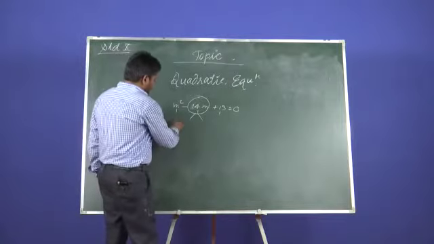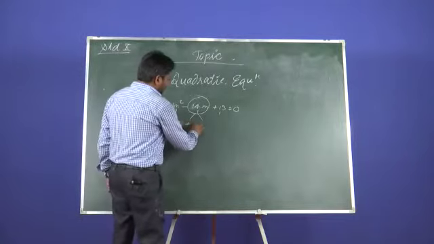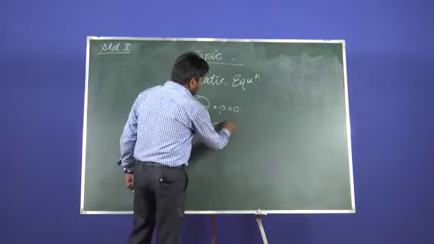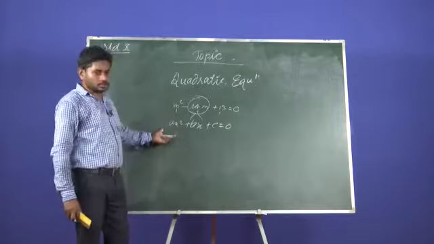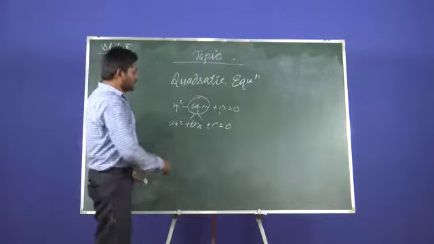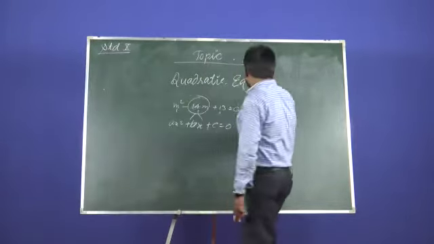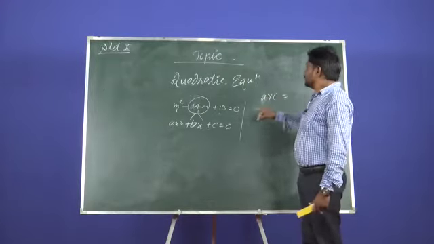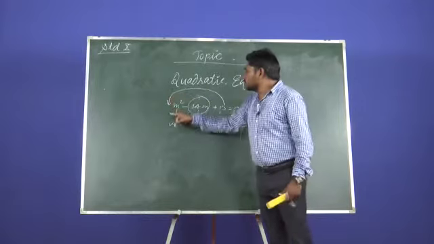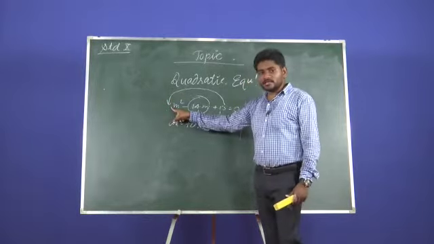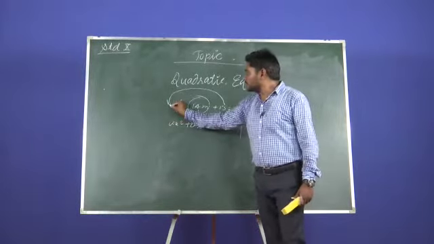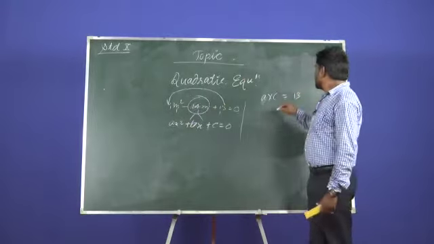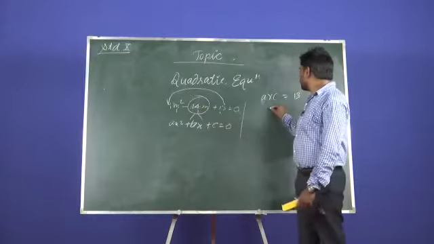So guys, compare with ax square plus bx plus c equals 0, the general form of a quadratic equation. Whenever we compare them, first of all find the product of a and c. Product of a into c. What is the value of a here? a is a constant, so the value of a is 1. So 13 multiplied by 1 becomes 13, and the value of b is 14.